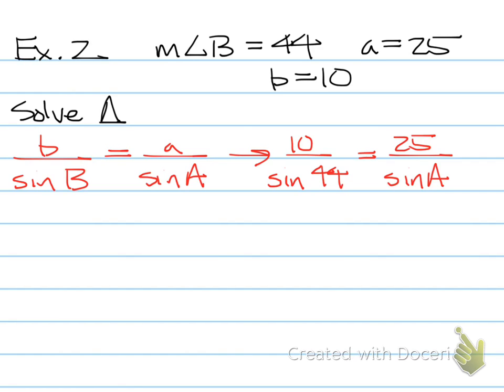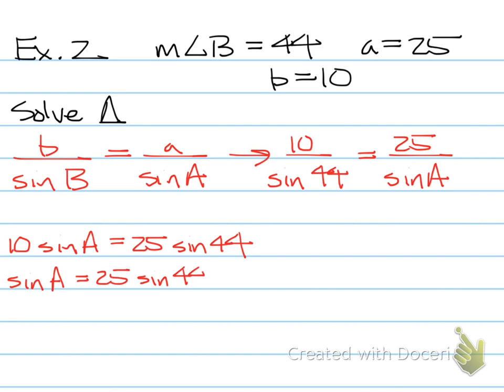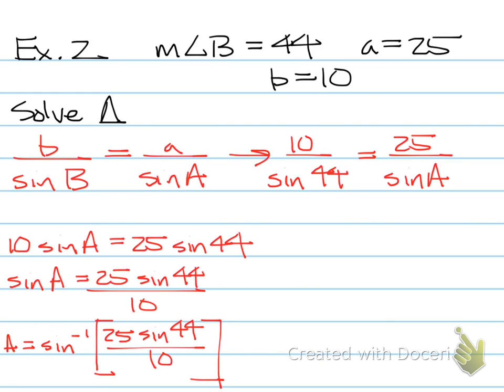So we're going to cross multiply, and then we're going to divide both sides by 10. Once we plug that all into the calculator, once we isolate the A, we will have the sine inverse of 25 times the sine of 44 divided by 10, which is undefined. So since it's undefined, that tells us that this is not a triangle.